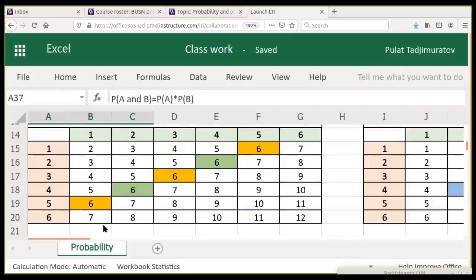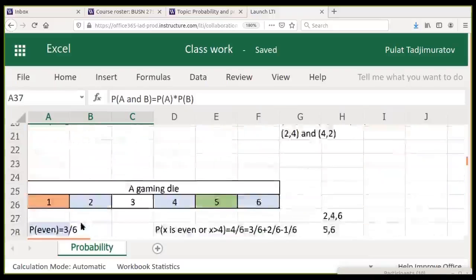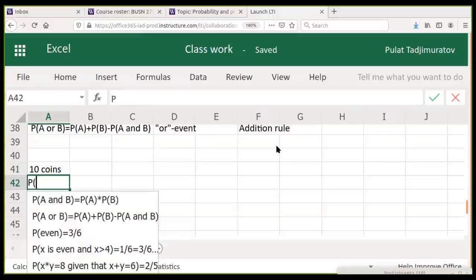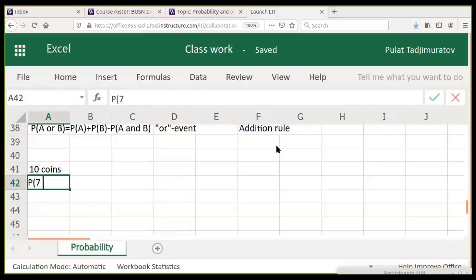Still, sometimes it's still kind of tedious. For example, if you are tossing 10 coins, let's look at that. If we are tossing 10 coins and we want the probability of 7 coins landing heads up and 3 tails up, even using the multiplication rule and addition rule, you will have a hell of a lot of work, because you can have all the different combinations.